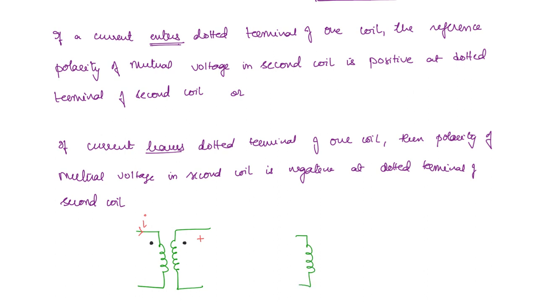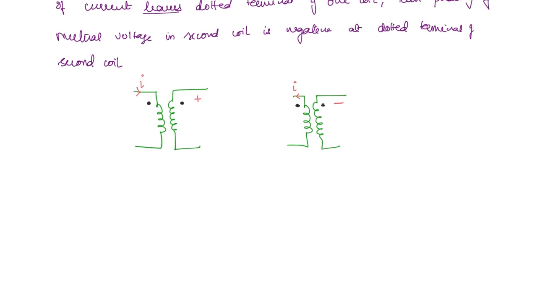For the same coil, we'll now take the current directions to be different. So that means dotted polarity is also here. Now the direction of current we will take to be flowing out of the dotted terminal. So here we come to the second statement. If current leaves the dotted terminal of one coil, then polarity of mutual voltage in second coil is negative at dotted terminal. So the dotted terminal for the second coil is here. So this will now become negative. So if current is entering at dotted terminal, the other side dotted terminal will become positive, otherwise it will become negative. Okay.